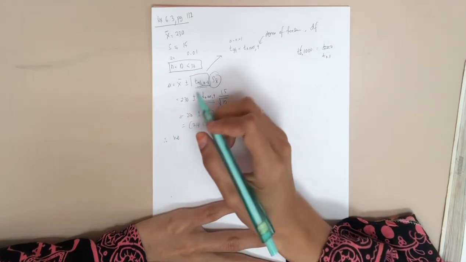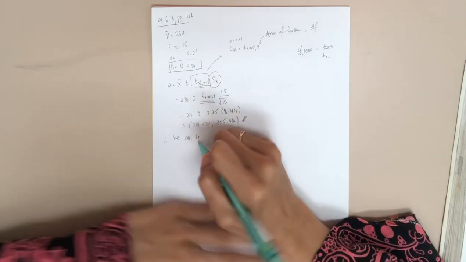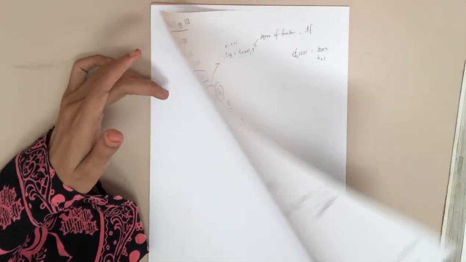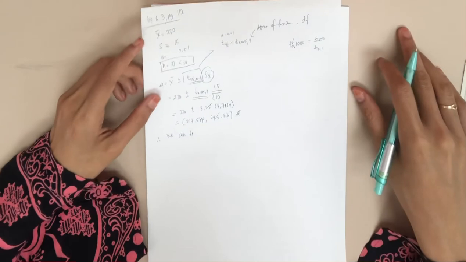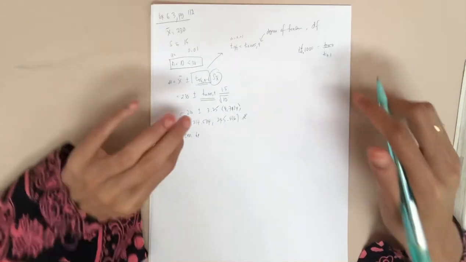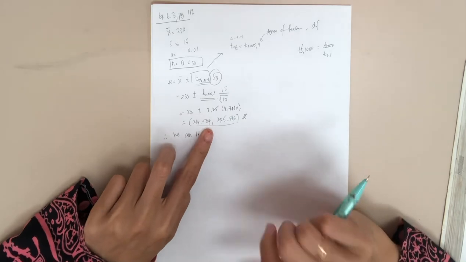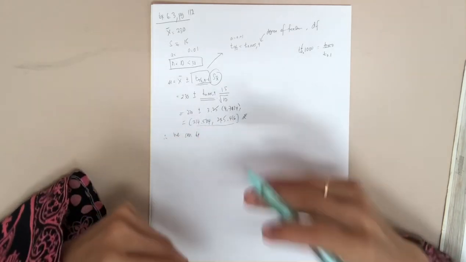Okay, you just write it. We can just copy the sentence just now: we are 99% confident, and so on. But the important thing here is this one. Alright, so I hope that you are clear on how to use the T table.